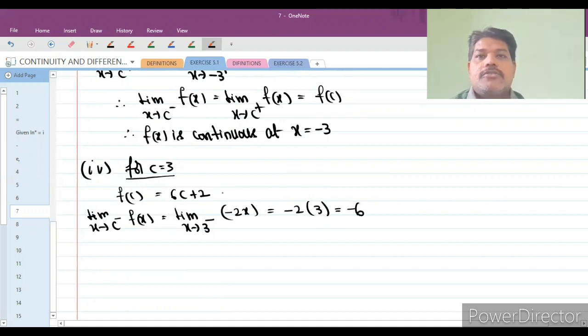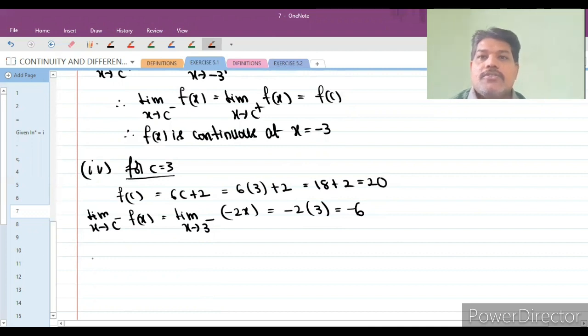In this one also we can take 6c plus 2. So 6 into c value, which is 3, plus 2. It will become 18 plus 2. It will become 20.